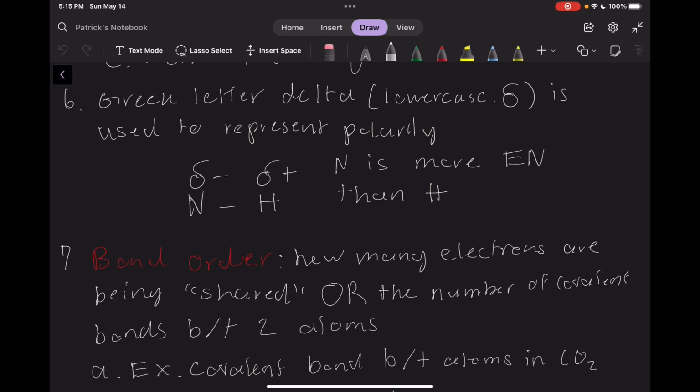For example, here we have a bond between nitrogen and hydrogen. Nitrogen is more electronegative than hydrogen, so we draw the lowercase delta followed by a minus sign on top of the element symbol for nitrogen. We then draw the lowercase delta followed by a plus sign on top of the element symbol for hydrogen to show that hydrogen is less electronegative.